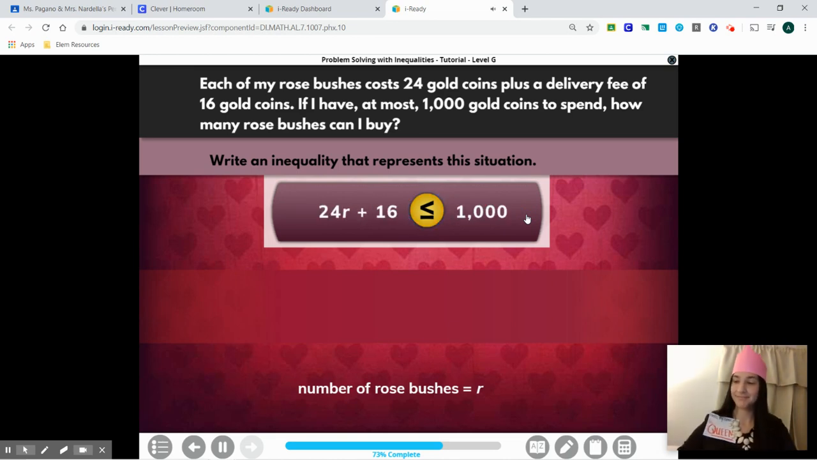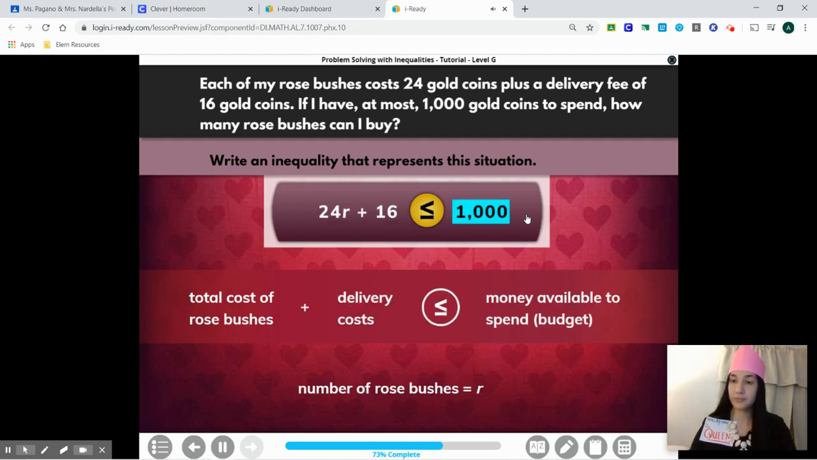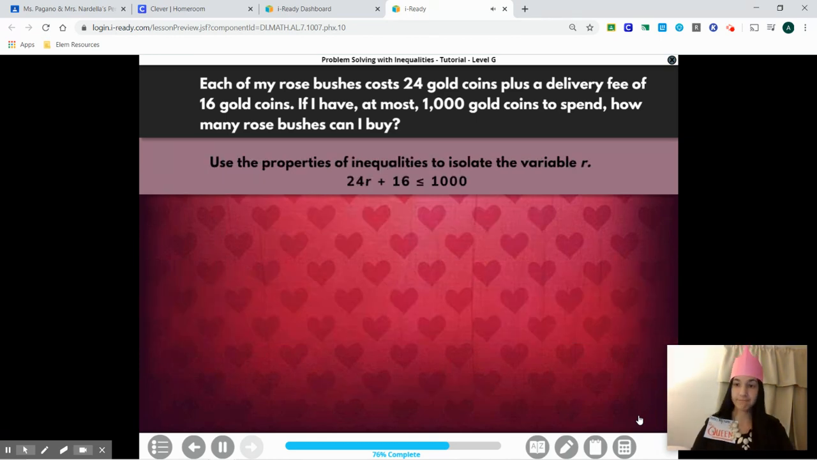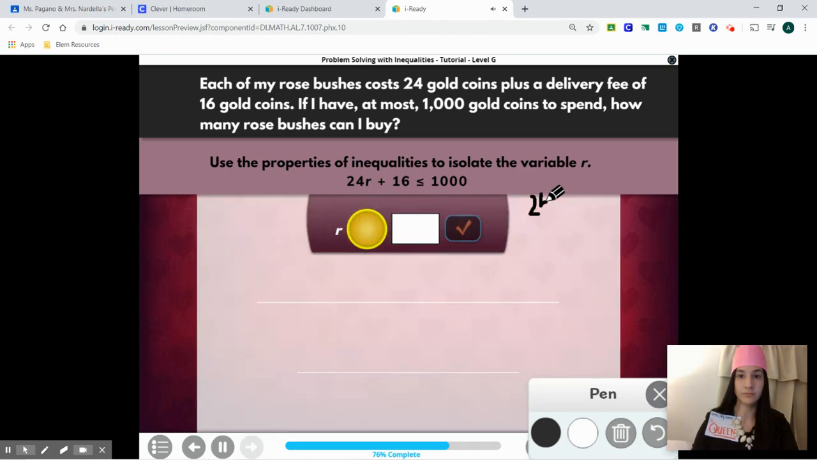Clever. The total cost of the rose bushes plus the delivery fee needs to be less than or equal to the money I have available to spend. Let's go solve. I'm still waiting for my solution. Use the properties of inequalities to isolate the variable R. I thought I solved the riddle. No, you just set up the inequality to the riddle. Now, find the solution set.